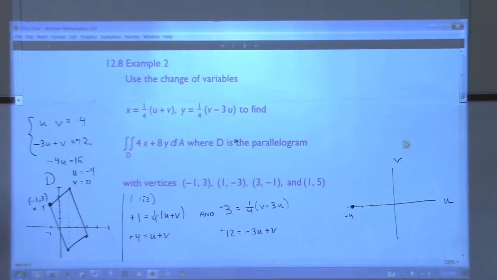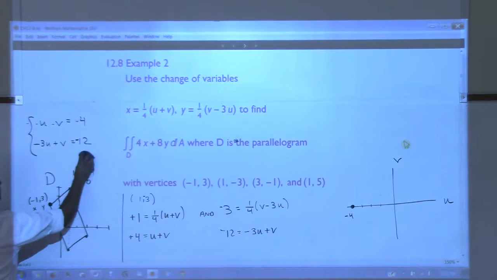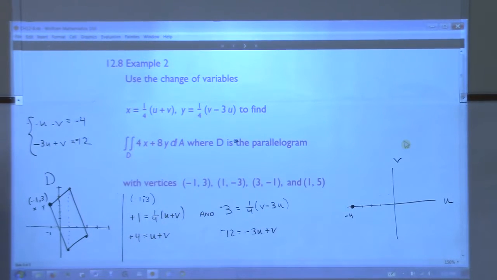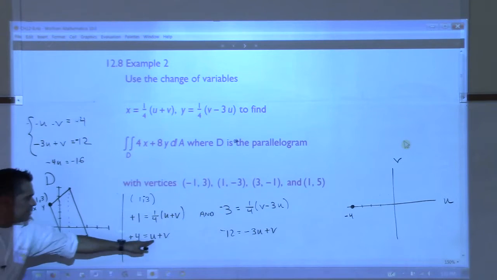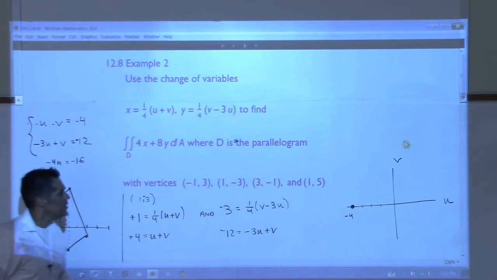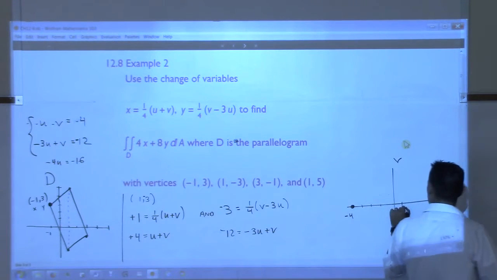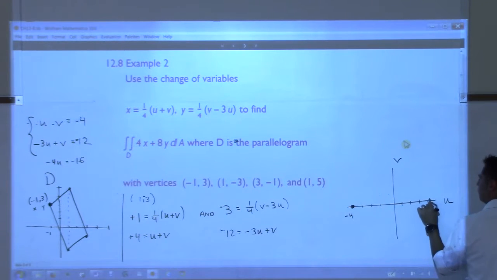So now we multiply through by negative again, right? Add down, and you get -4u equals -16. So u is 4. And if u is 4, you can come back and get v is 0. So now what you get is this, 4, 0. Okay?